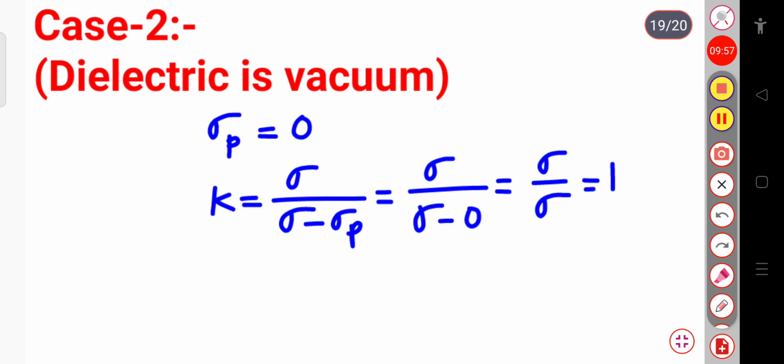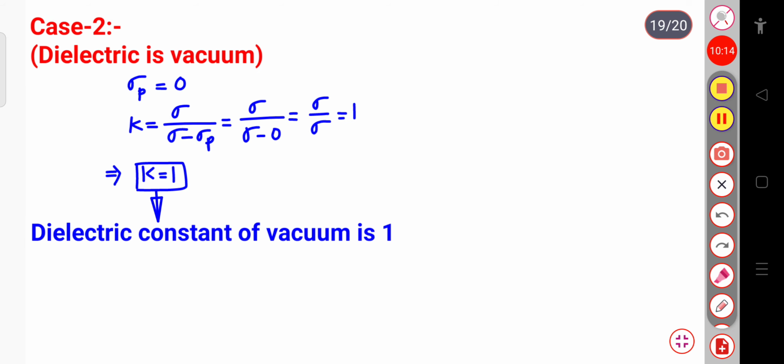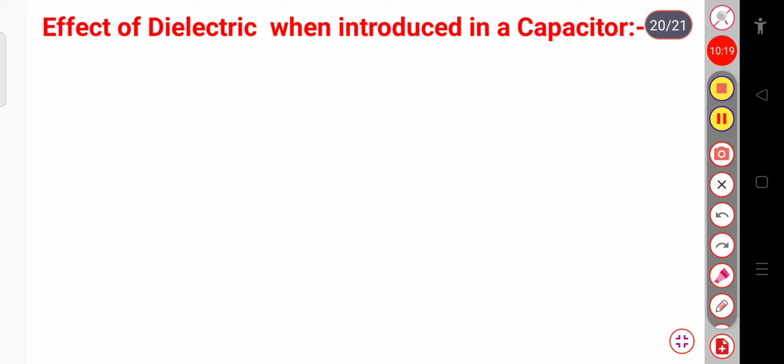So in case of vacuum, that is when the dielectric is vacuum, the dielectric constant will be equal to 1. But in case of metal, the K value is infinite. So the dielectric constant of vacuum is 1. Now we will see the effect of the dielectric when it is introduced in a capacitor.